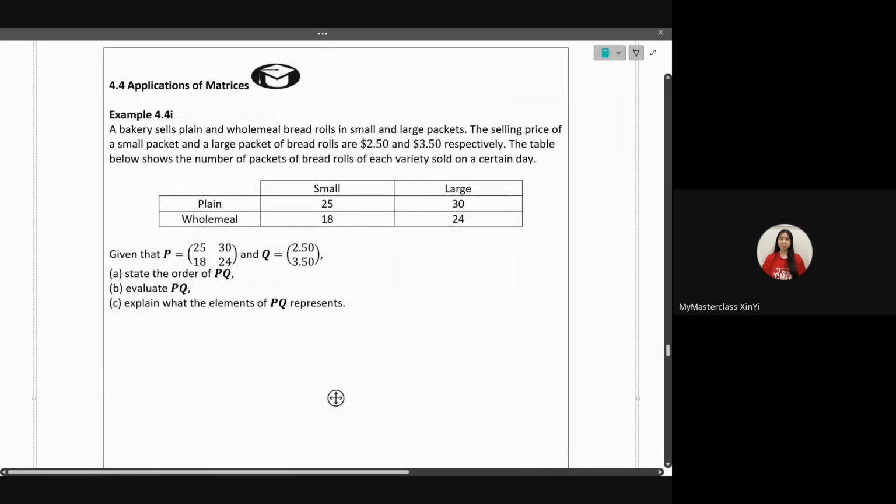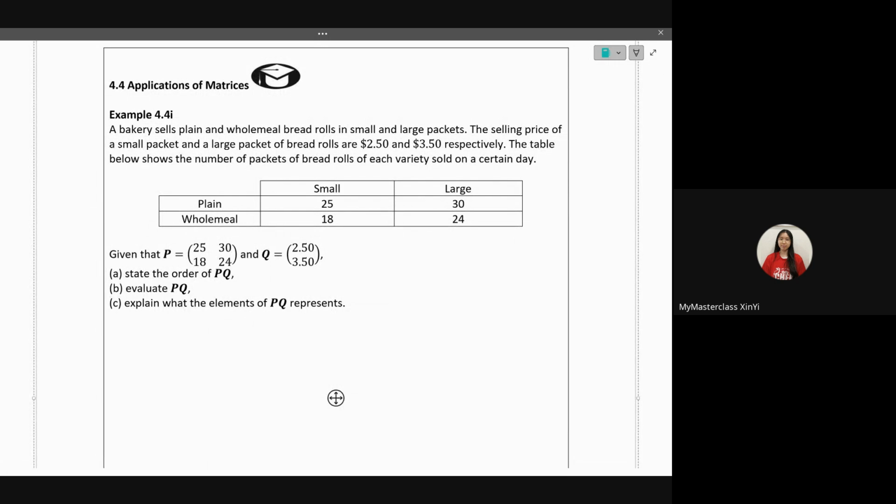A bakery sells plain and wholemeal bread rolls in small and large packets. The selling price of a small packet is 250 and a large packet is 350. The table below shows the number of packets of bread rolls of each variety sold on a certain day. Now you see a table, right? A table can usually be represented as a matrix. Given that P equals this, you realize this matrix is similar to this table over here.